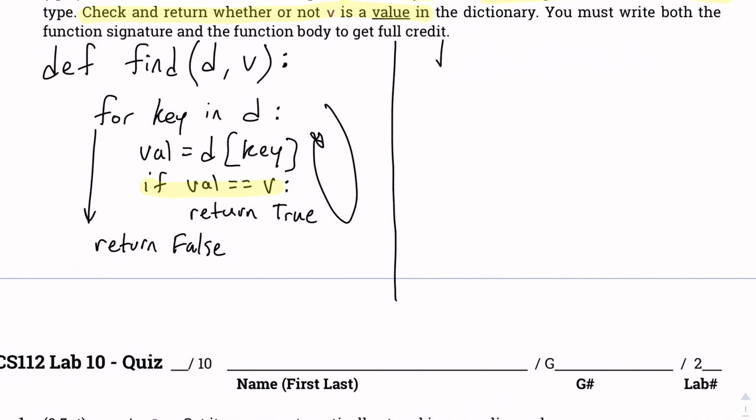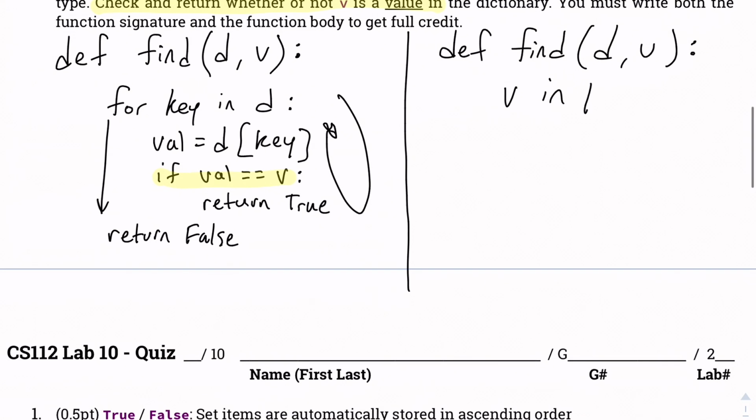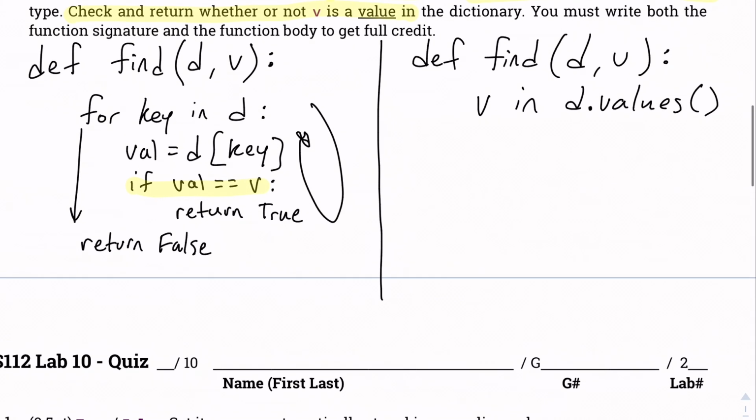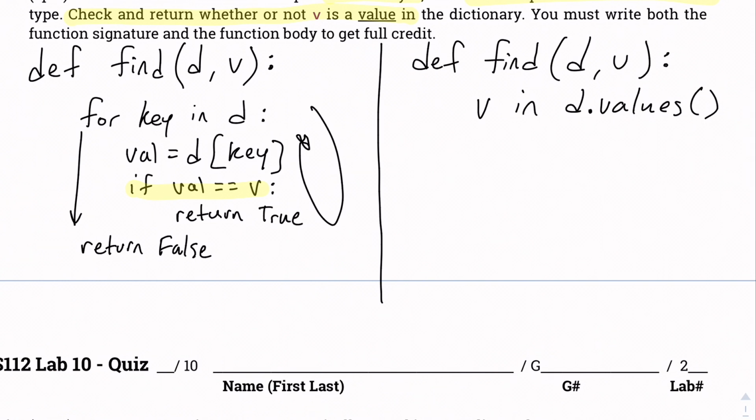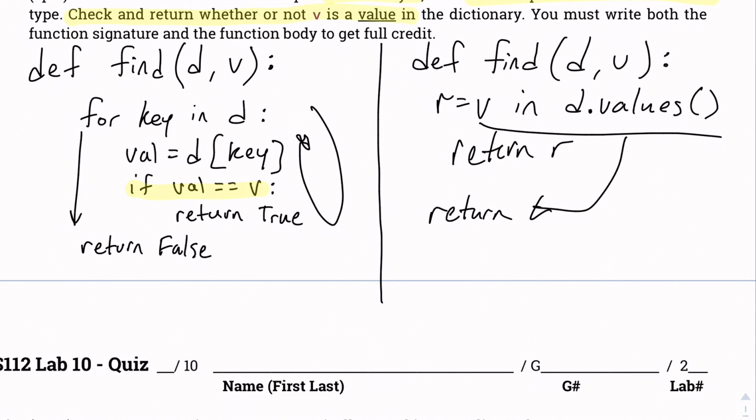What we're going to do is have the same signature, D, V, and all I need is to check, hey, is this value V in this dictionary's values? And all I have to do is return the answer to this exact statement. So if I say r is equal to that, return r, just for the sake of space. And you could also write return this, V in d.values.